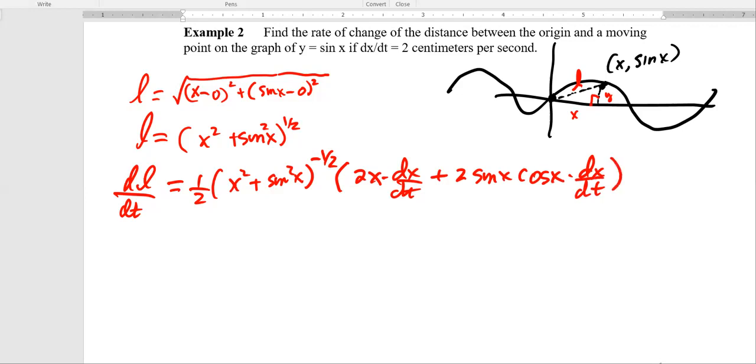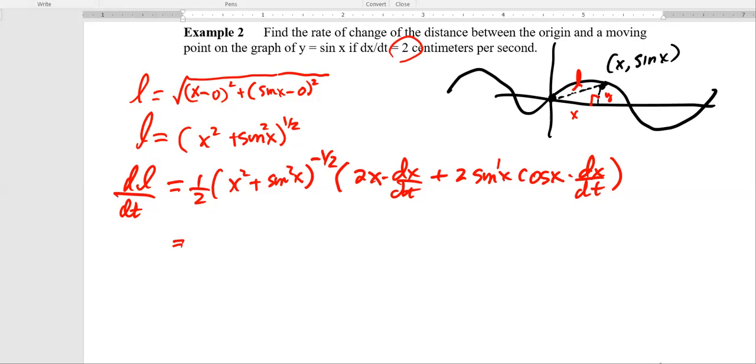So it's a squaring function. So you've got to bring down the 2, lower it to a 1, and then multiply by the derivative of that sine of x, which is cosine, and then remembering that x is also a function of t. So we need that chain rule to give us dx/dt out there. So this is everything. And now the dx/dt is 2 centimeters per second, so we could fill that in.